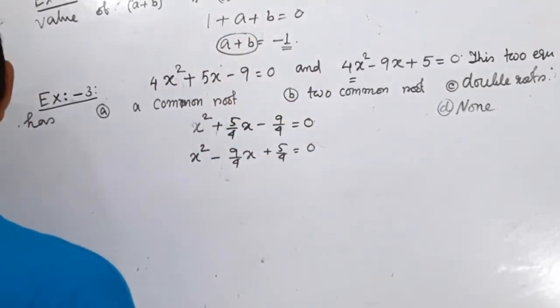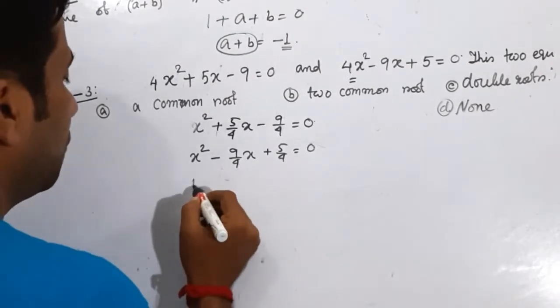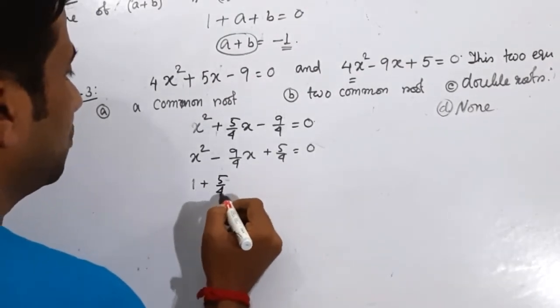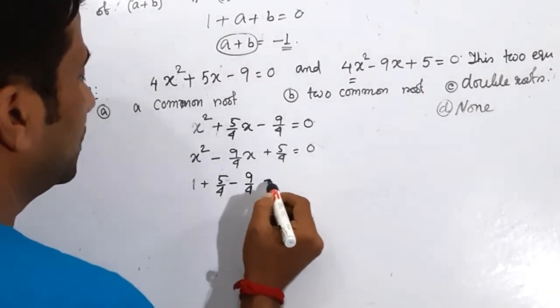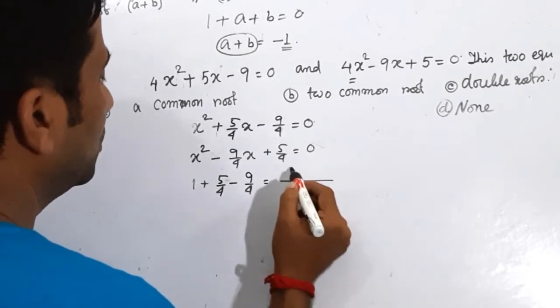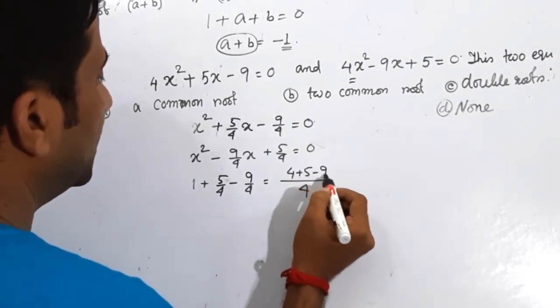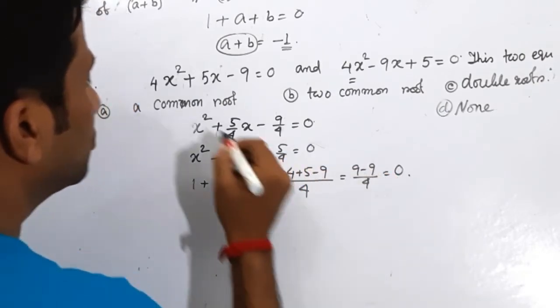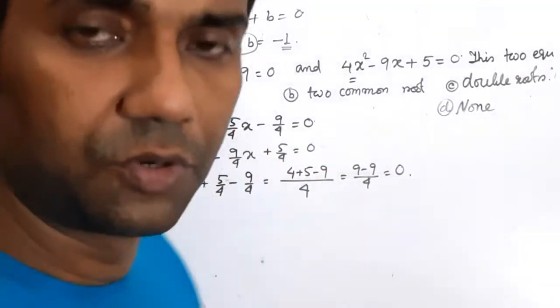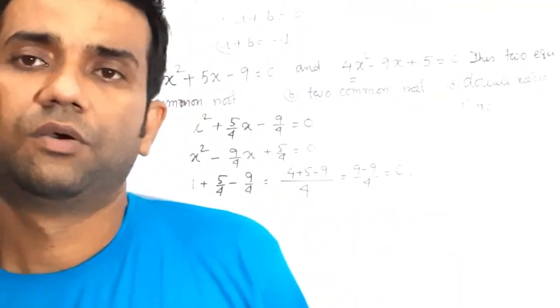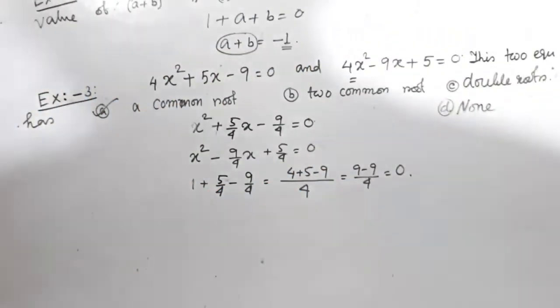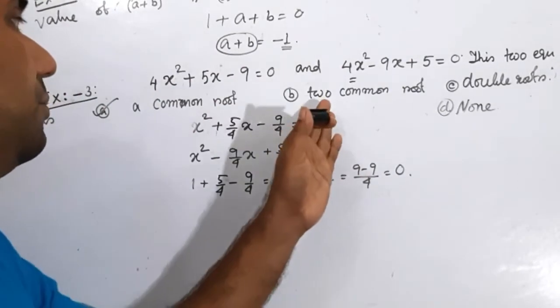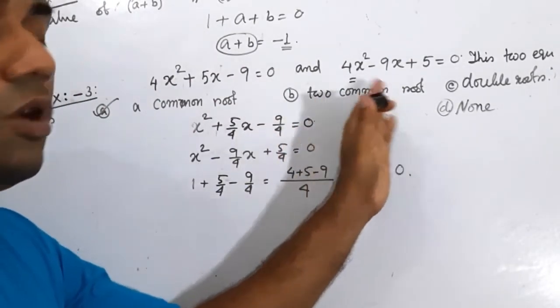That means 1 plus 5 by 4 minus 9 by 4, this is equal to 4 plus 5 minus 9 by 4, that means 9 minus 9 by 4 is equal to 0. So our condition is one common root. We have to find out whether there exist two common roots.